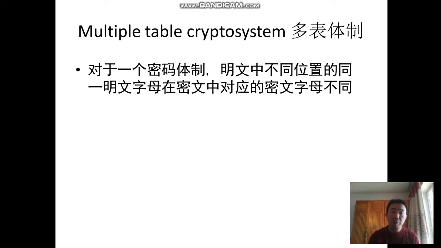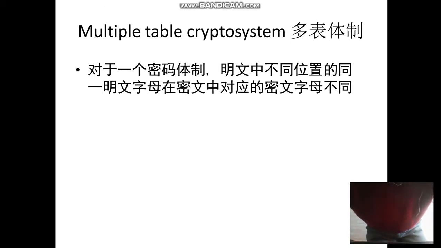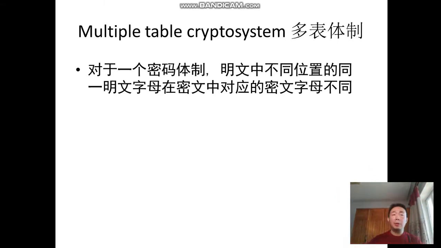But for a multiple table crypto system, a letter in plain text will be transformed into maybe several different cipher text letters. Maybe one time the letter A is changed into letter C, but another time the letter A is transformed to letter Z, even with one key.